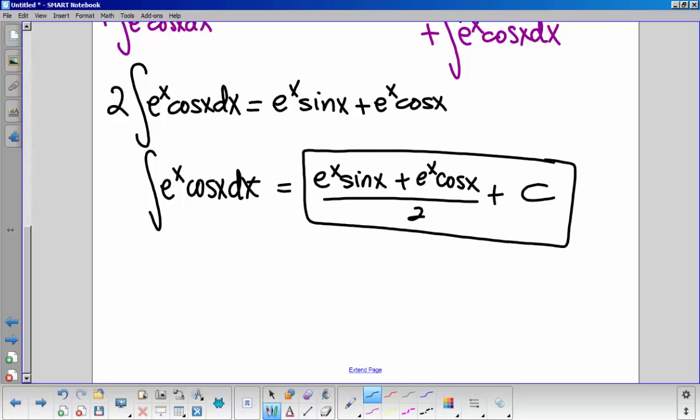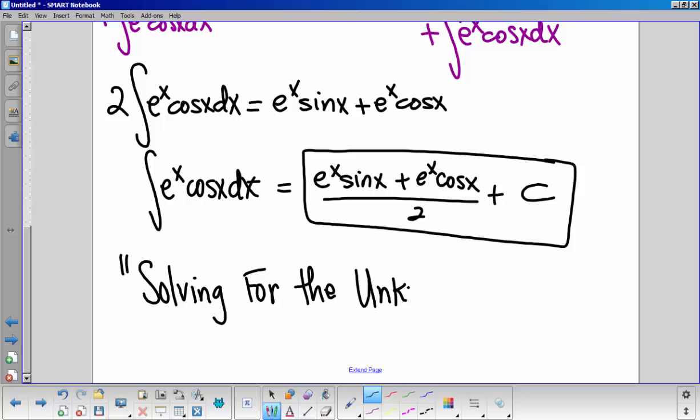All right? So we only had to do it how many times? Twice. For functions like this that you're multiplying together, you only have to integrate twice, and we call this one solving for the unknown integral. And the technique for that is just to add it to the other side, okay? So that's kind of what I have for you today.